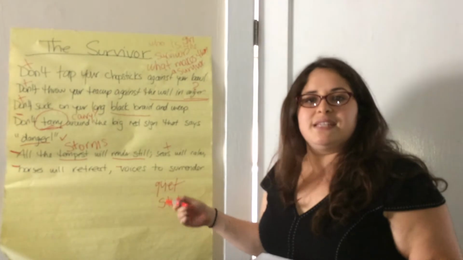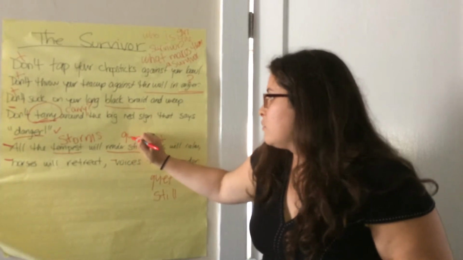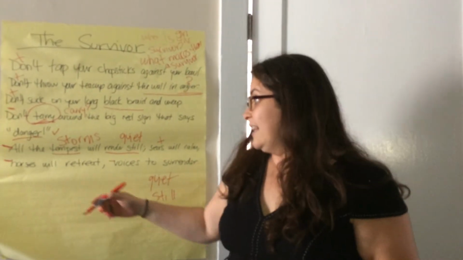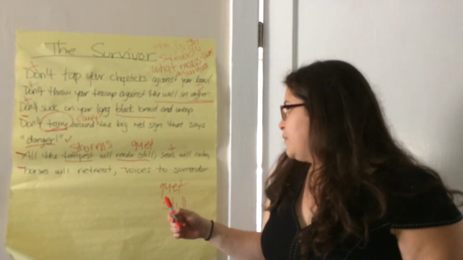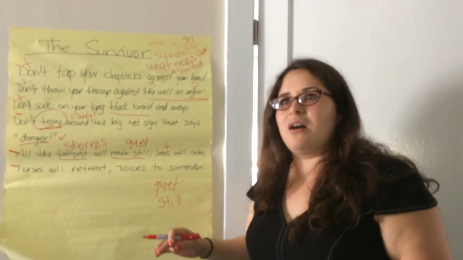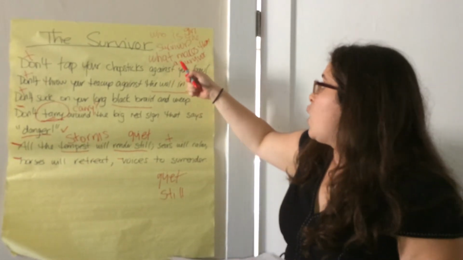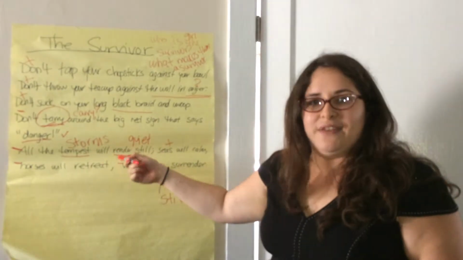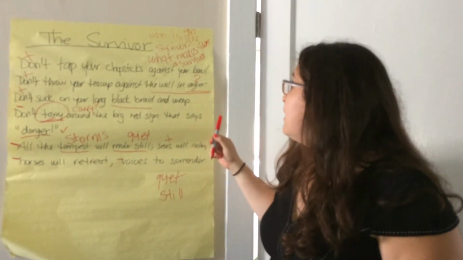All the storms will render still. And we talked about some synonyms for still, which is quiet, right? So maybe all the storms will be quiet. Seas will calm, right? They'll be solid, quiet, silence. Horses will retreat. Voices to surrender. So we're talking about something, if we want to put a name to it, we're talking about silence. Maybe when we go back to our question here, it says, what makes them a survivor, right? What makes them a survivor? Is it the storms that they had to face that are now quiet? Maybe.